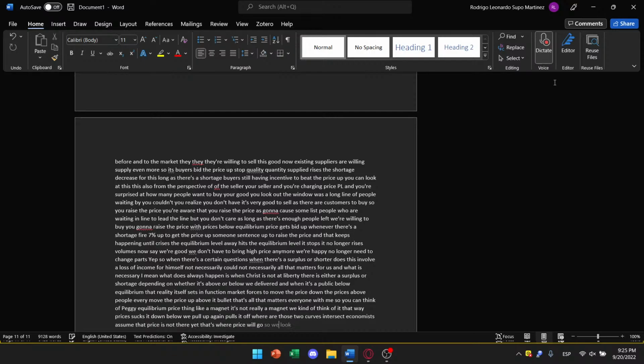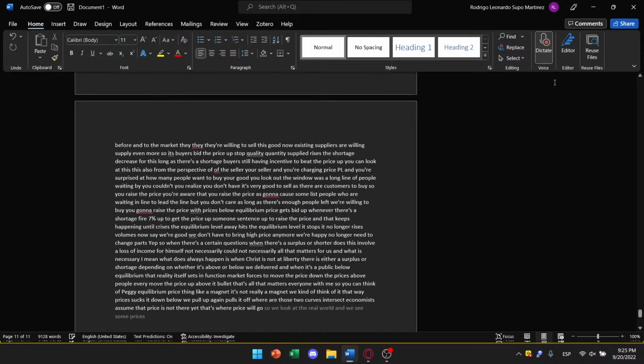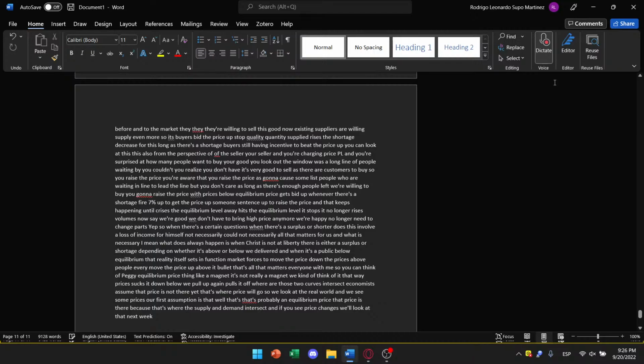So when we look at the real world and we see some prices, our first assumption is that, well, it's probably an equilibrium price. That price is there because that's where the supply and demand intersect. And if we see price changing, we'll look at that next week, we attribute that to changes in supply and demand. Without getting a little bit ahead of myself. So that is the first cut.